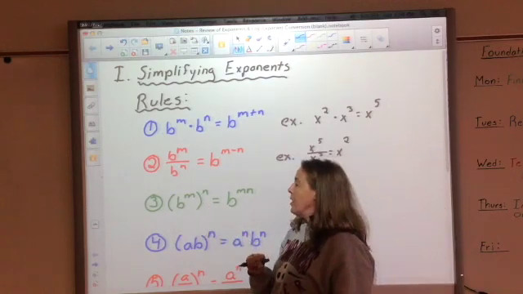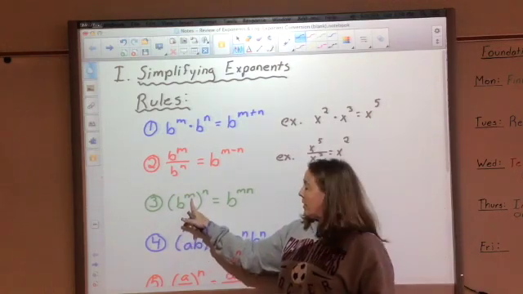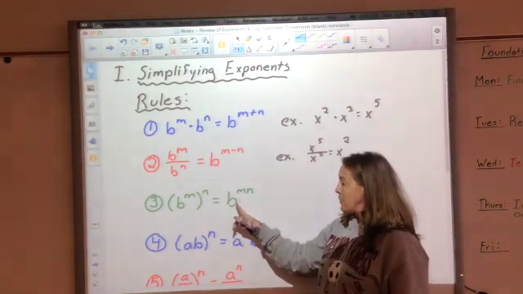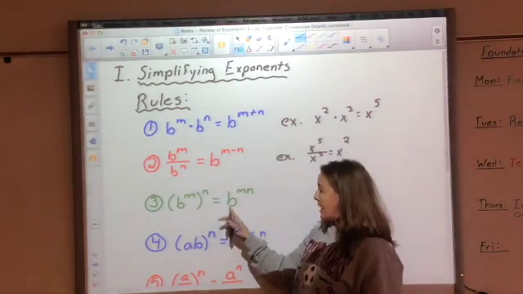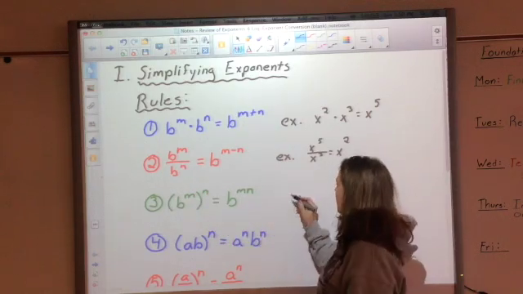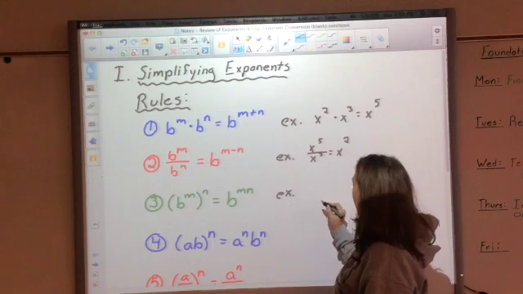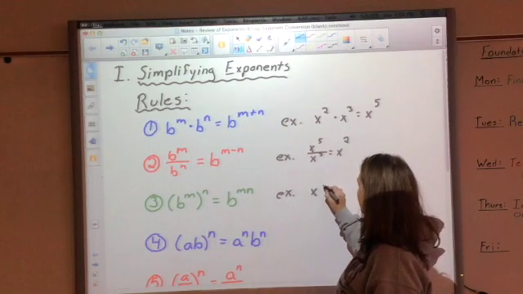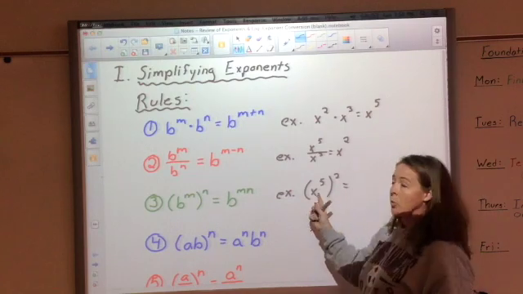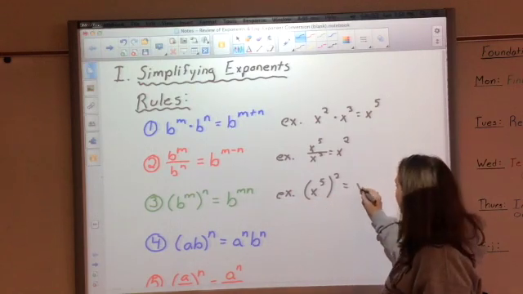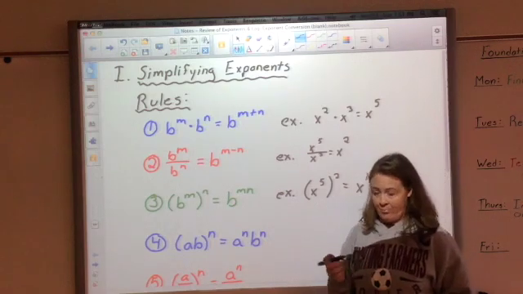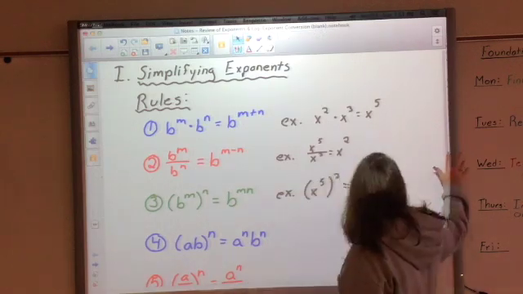Third rule, we have one base with an exponent, and then that's raised to another exponent, so we keep the base the same, and this time we're going to multiply our exponents, so m times n. So let's say that we have x to the 5th power raised to the 2nd power. We keep our base as x, and then we have 5 times 2 is 10. Okay? Let's move on.